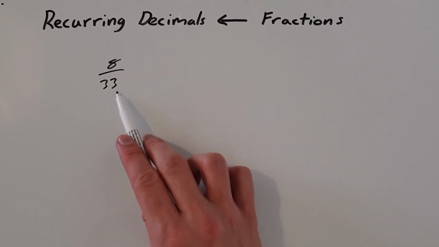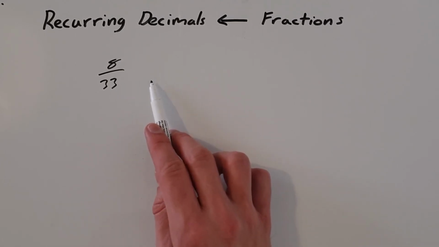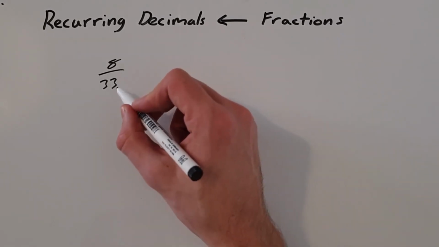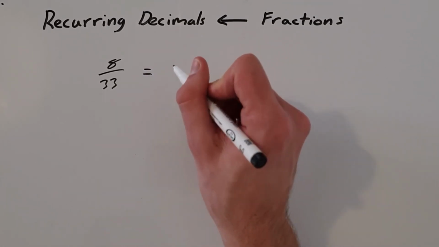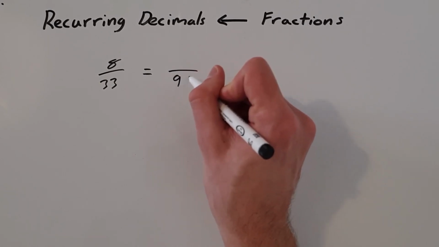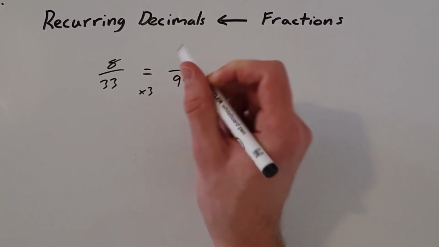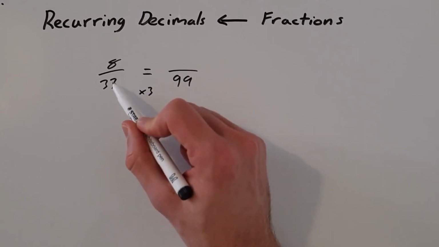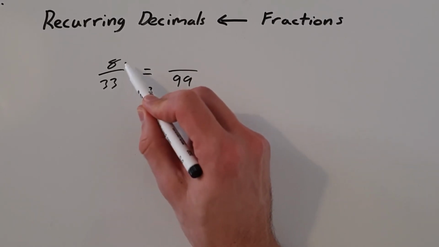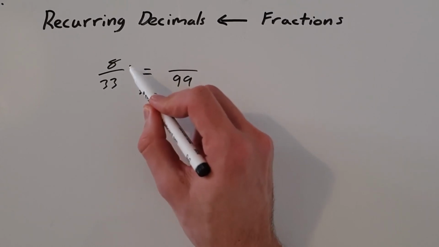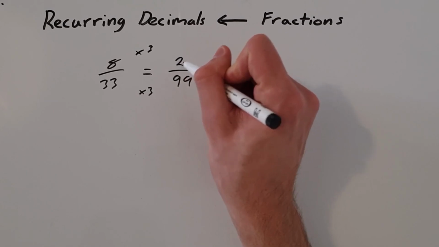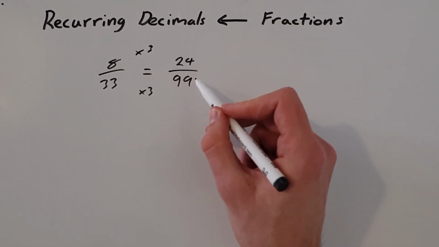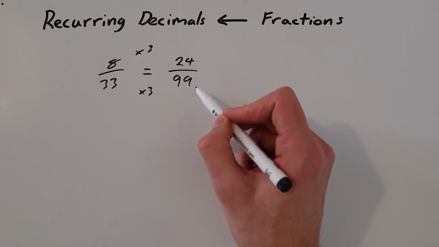So we want to think about what can we multiply this number by to get it into a number with all 9s. Okay, so if you think about 33 then, what we can do is we can multiply 33 by 3 to get 99. Okay, and then if we do this with the numerator as well, because remember for an equivalent fraction we must multiply the top and bottom by the same. We want to do 8 times 3, so 8 3s are 24. Okay, and now we've got this fraction 24 over 99.